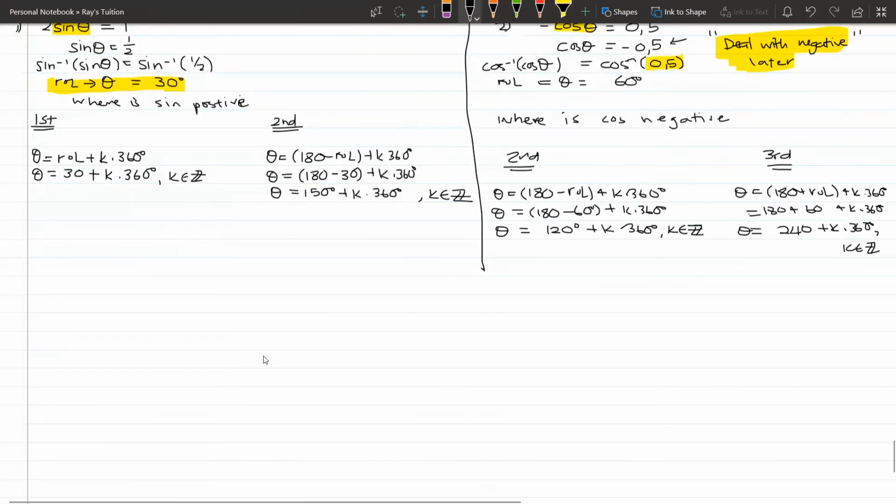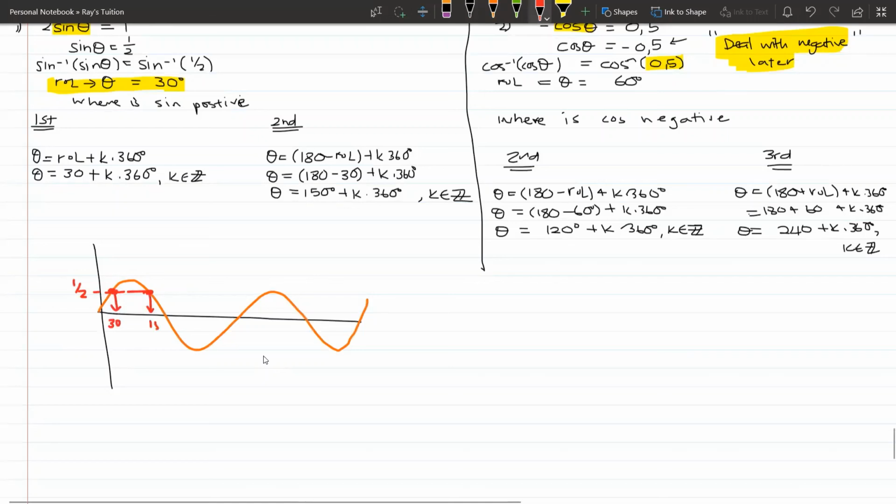So here is just a graphical representation of the solution, just so you know what it means. Let's do the sine one. So this here is a sketch of our sine graph, and it repeats. We have a solution at 30 degrees and at 150 degrees. So our answer occurs where sine is equal to a half. It happens at 30 degrees and it happens at 150 degrees.